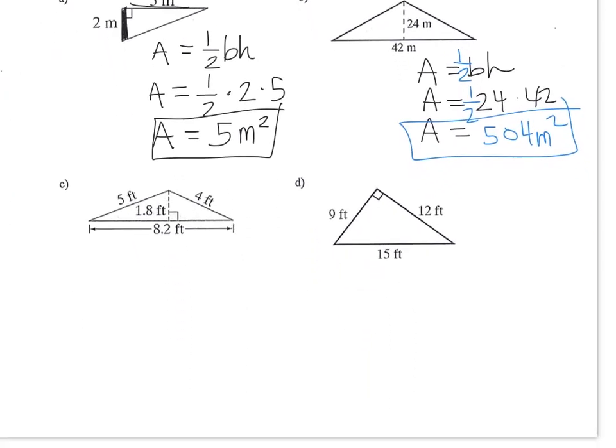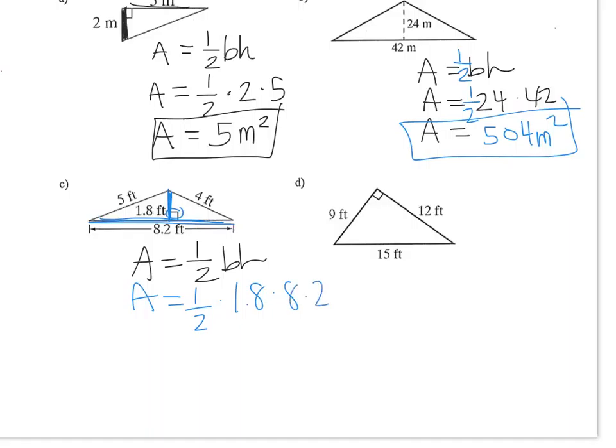Okay, and then this triangle down here, area equals 1/2 base times height. So again, you're trying to find the 90-degree angle. So here's the 90, so 1.8 is the height and 8.2 is the base. So 1/2 times 1.8 times 8.2. So 0.5 times 1.8 times 8.2 is, area is 7.38 feet squared.